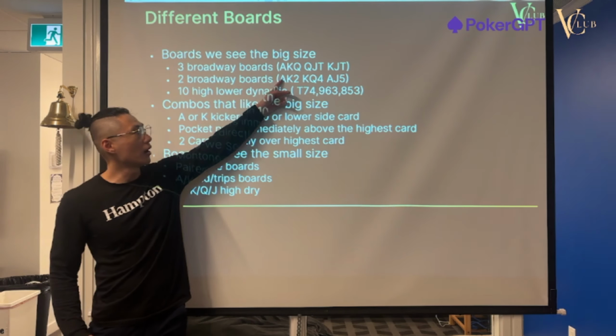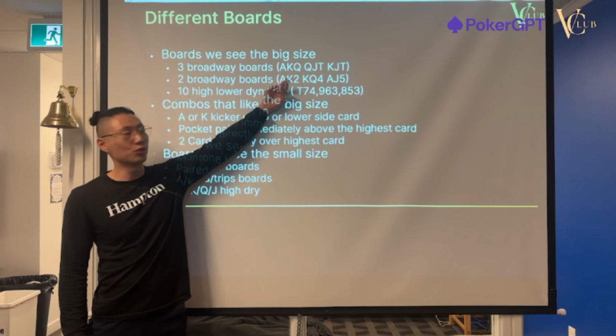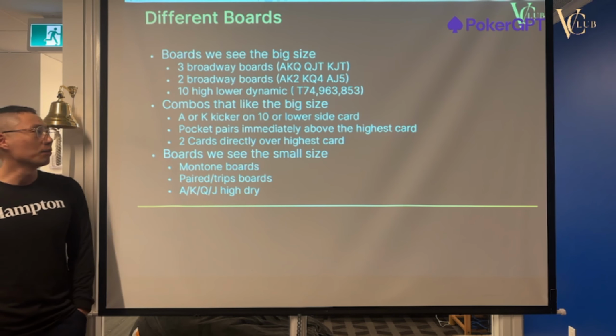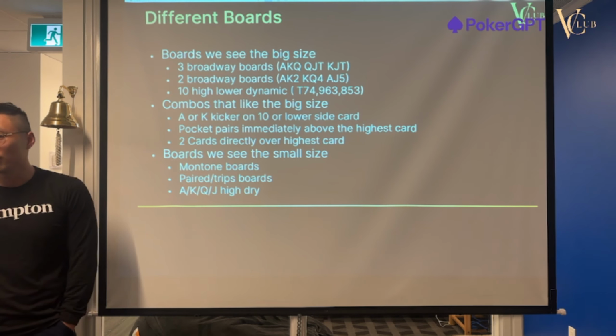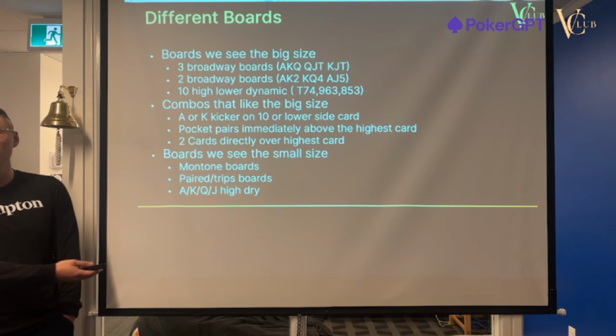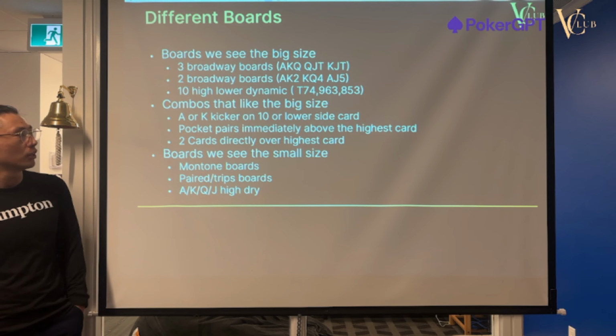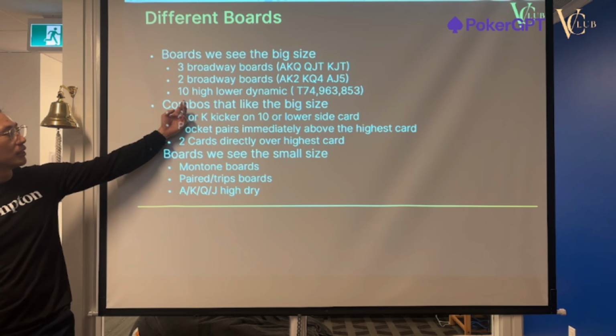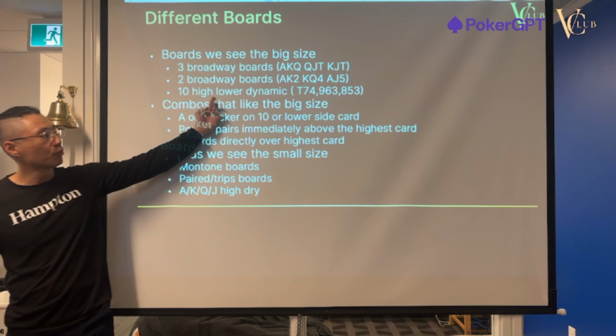And actually this was a good example where we showed the ace, king, queen, so basically three Broadway cards. You'll have the big size. You also have the small size as more of the default, but you definitely want the big size as well on any two Broadway boards because this heavily favors us. And then ten high, lower dynamic kind of boards.